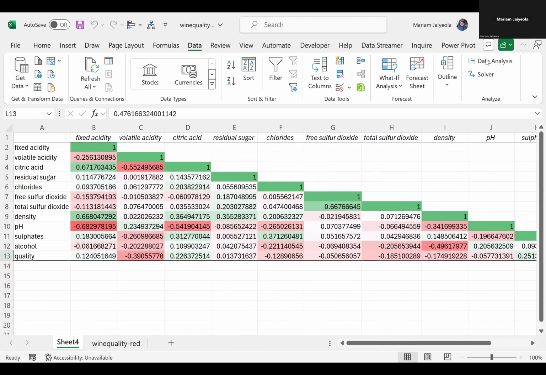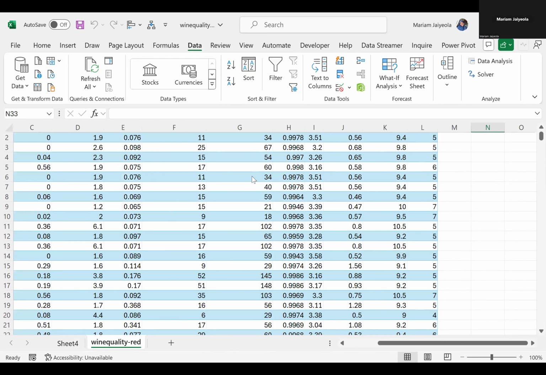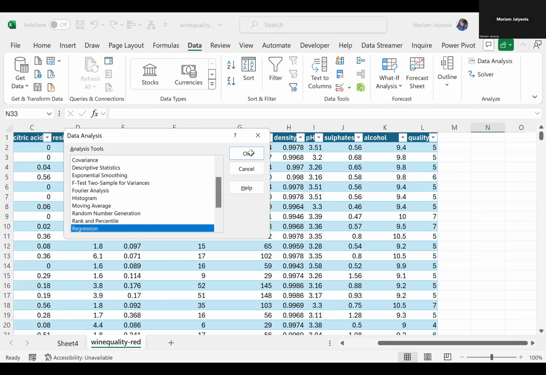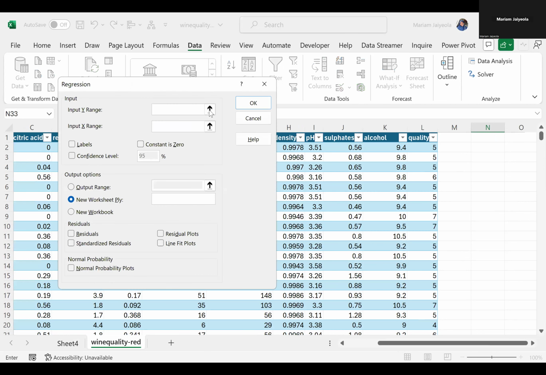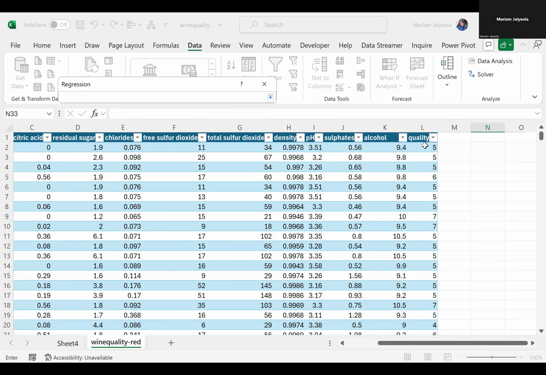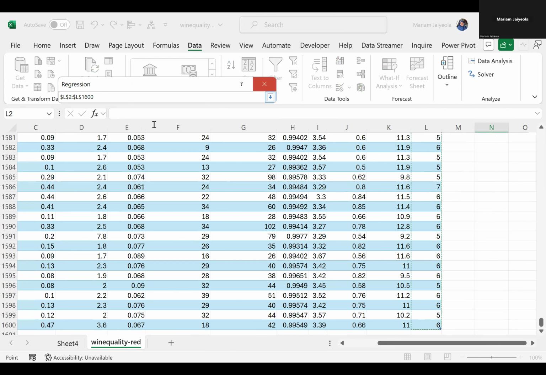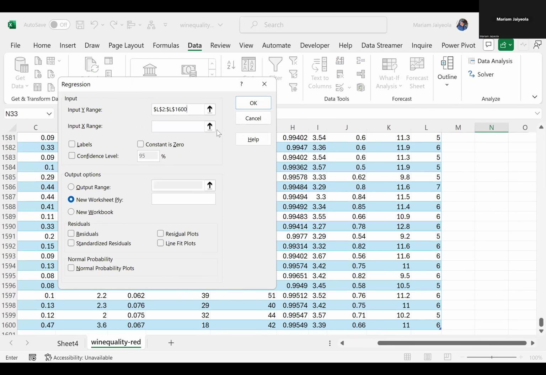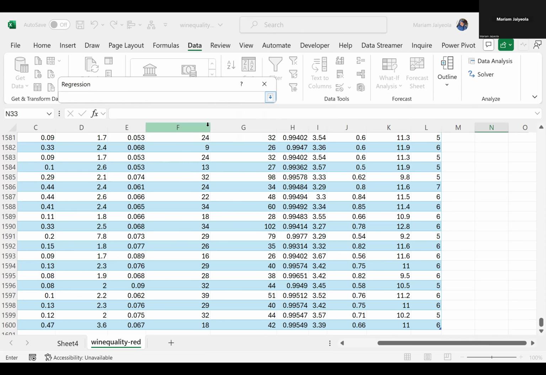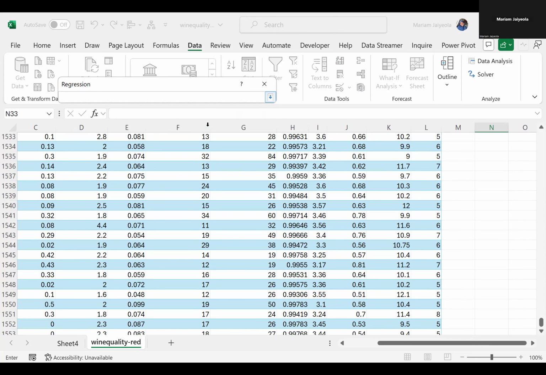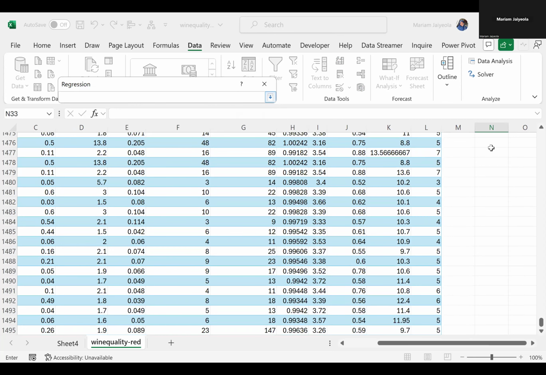So analysis, regression. My Y range is the quality. Shift, control and arrow button. Then my X, that's what I want to do. I want the explanatory variable to be alcohol.